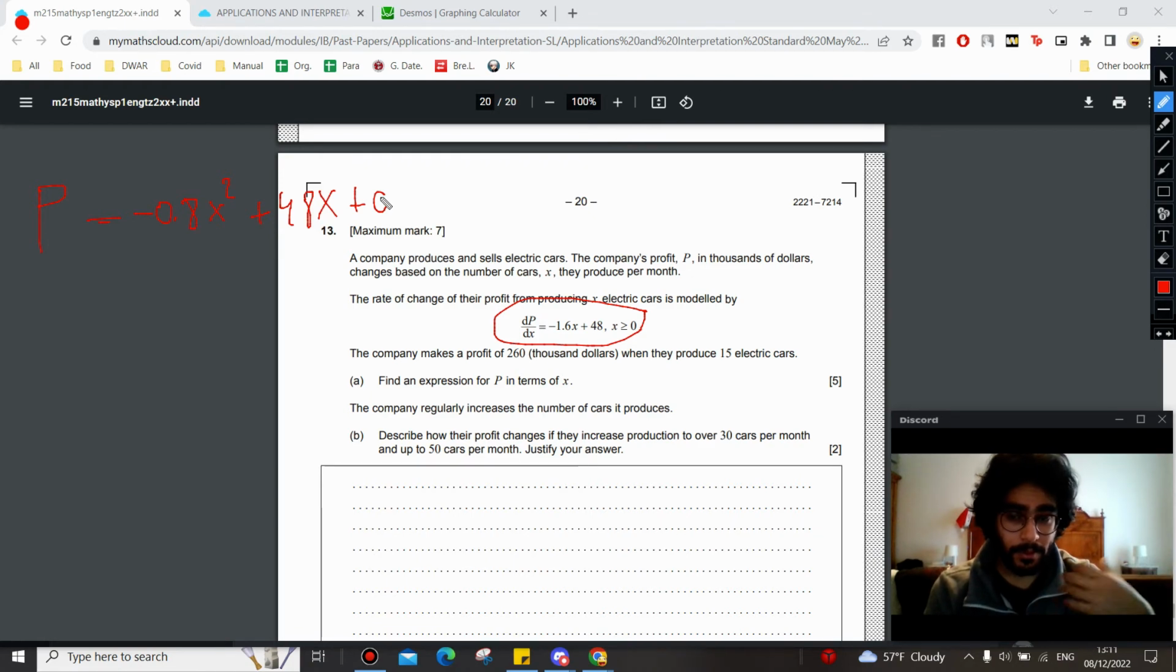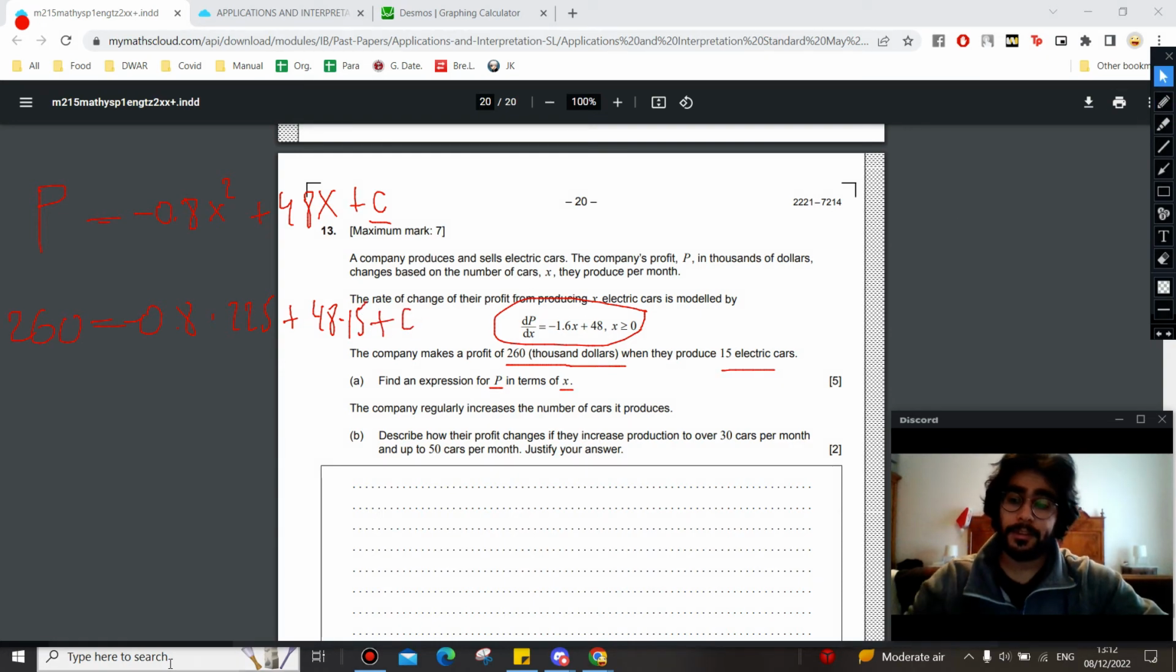Since it disappears, when we take the integral, we don't know what it is exactly, but we know that something is there for sure. Okay, this is our P function, but we also have to find our c, because it says expression of P in terms of x, but there's a c here. How to find c? Well, now I can plug in 260 and 15 electric cars. So if I plug in 15 instead of x, I will get 260. So 260 equals minus 0.8 times 15 squared, which is 225, plus 48 times 15 plus c.